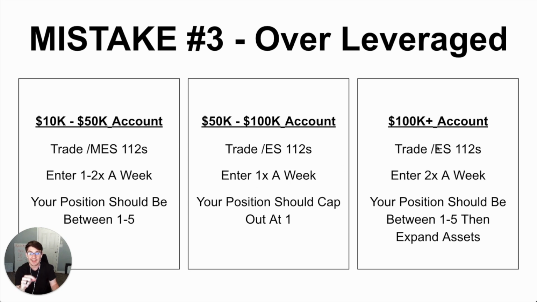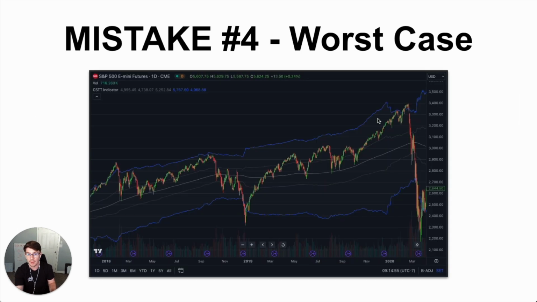You don't start scaling ES until you get to a $100,000 account where you can do 112s, you can enter twice a week, and then you can start scaling your position sizing. So guys, regardless of where you are, make sure you're trading the right asset and you're sizing your account correctly so that when a pullback does happen, you're not screwed and scared and losing thousands, all right?